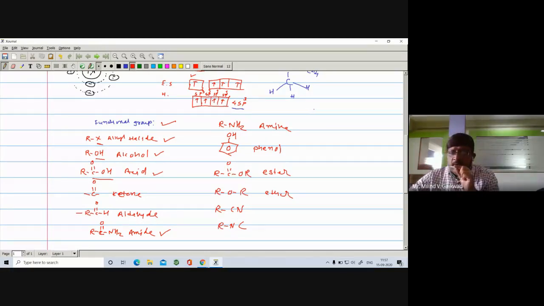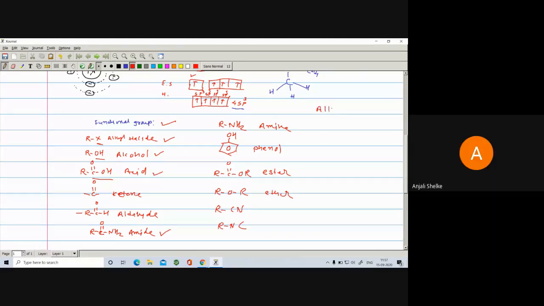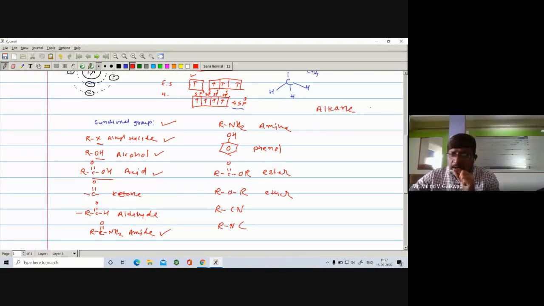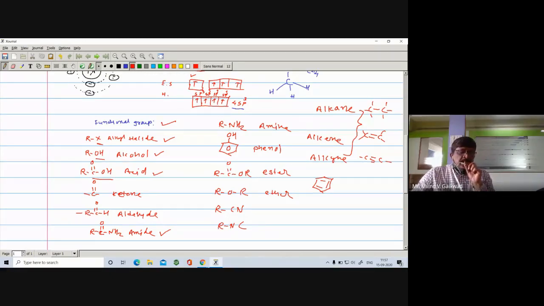Alkane, alkene, alkyne. You should know first the carbon-carbon single bond. It is a parent compound. Alkane, alkene, and alkyne. And benzene is also not a functional group. It is a compound. So these are the three important functional groups. Alkane contains a carbon-carbon single bond, alkene a carbon-carbon double bond, and alkyne a carbon-carbon triple bond. So these are the examples.